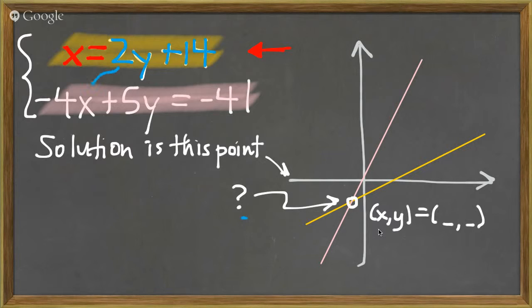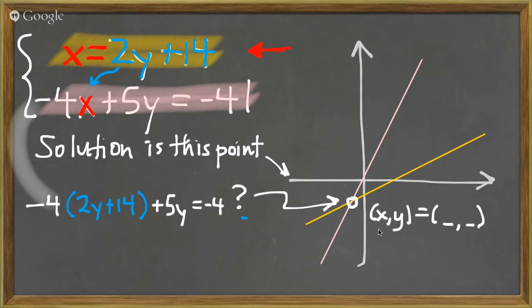What does that look like? Well, it looks like taking that second equation, negative 4x plus 5y equals negative 41, and replacing the x in that equation with the expression 2y plus 14. So what you end up with once you've made that substitution, that gives this method its name, is an equation that no longer has an x in it.